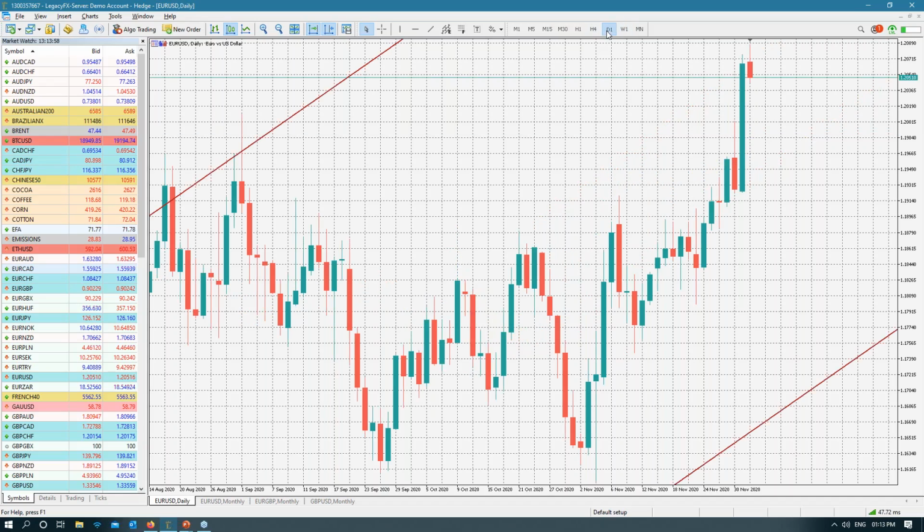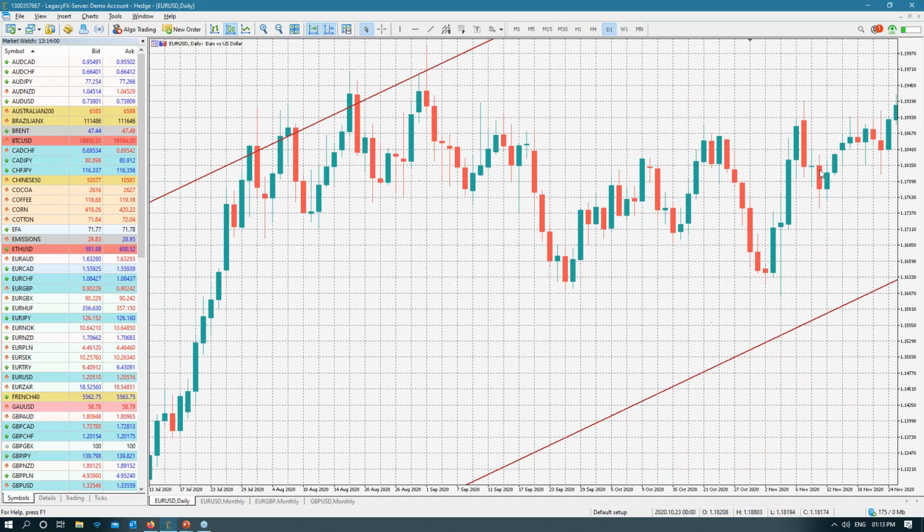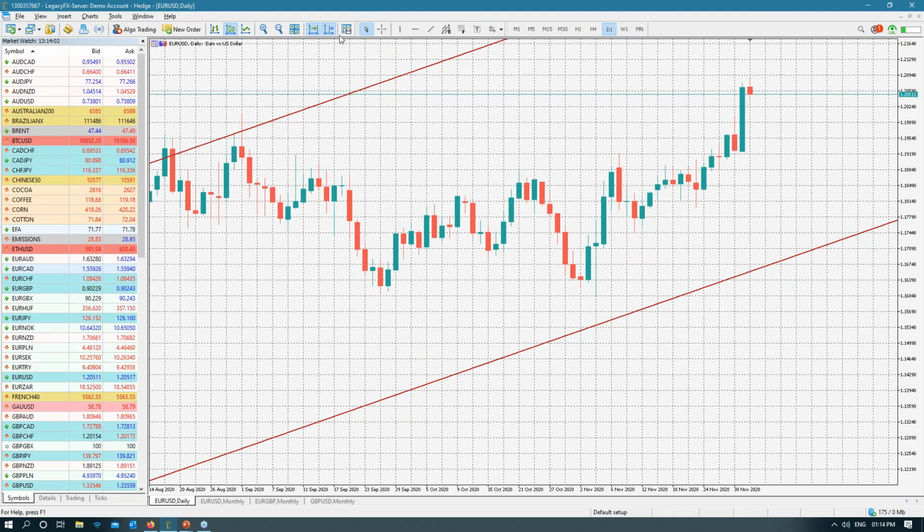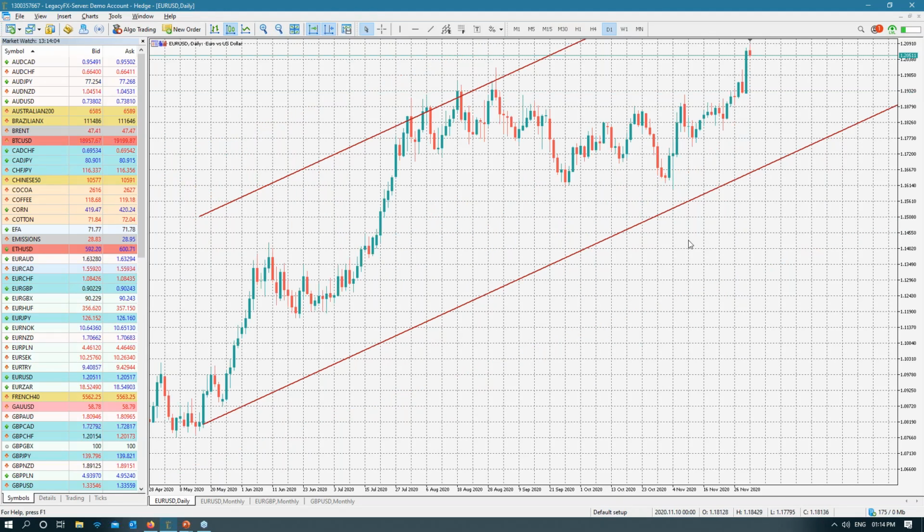So let's go to 1 day. And now it's going to get a little bit bigger. So let's squash this down a little bit, zoom out a little bit. Now you might say, oh, look at this. It's going through the candles. Yes, because we were looking at a week, not a day. And this is why this is important.